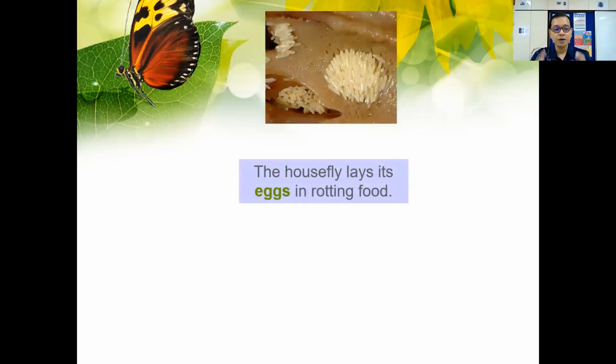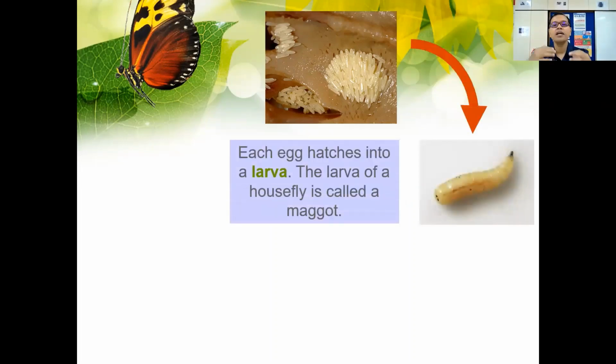The housefly lays its eggs in rotting food. And may I add, it is not just rotting food, it can also lay its eggs in rotting organic matter, dead organic matter. As long as it is organic, as long as it was once alive, the housefly can lay its eggs inside it, so that when the larva hatches, the larva can feed on the dead organic matter.